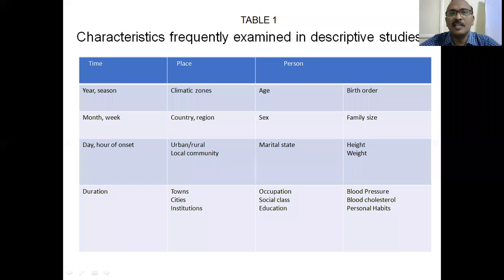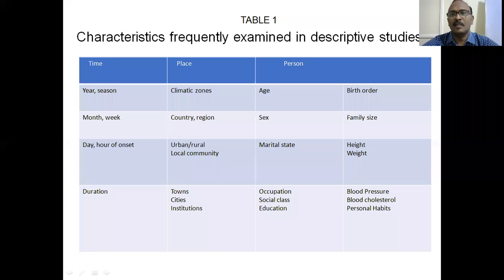The various characteristics or variables considered in a person while studying the disease are age, sex, marital state, whether married or not, what occupation the person is doing, which social class the person belongs to, and what level of education the person has. Birth order, whether he comes first or last in the birth order. What is the family size or the demographic size of the family? What is the height of the person? What is the weight of the person concerned?